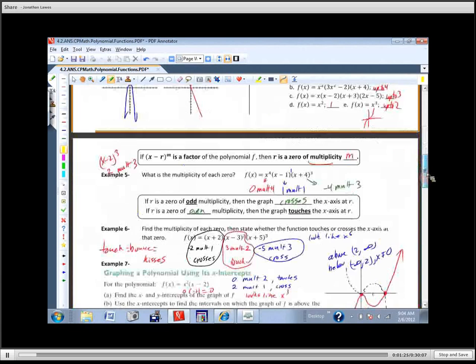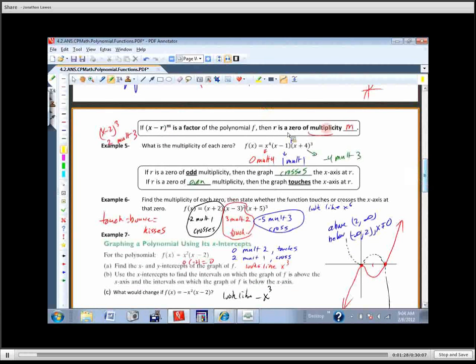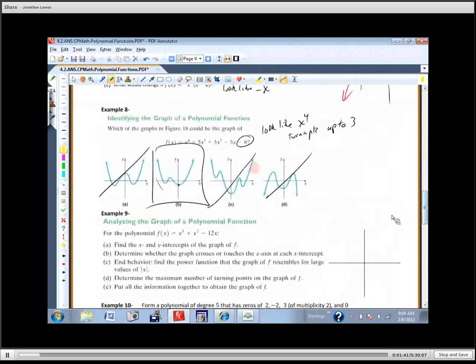We talked about how we could tell what the multiplicity was of a factor. We talked about if it was an odd multiplicity, it crosses. If it was an even multiplicity, it touches. And we graphed a couple of these that looked like that. And then we did a matching one as the last example there. So are there any questions on 4.1?